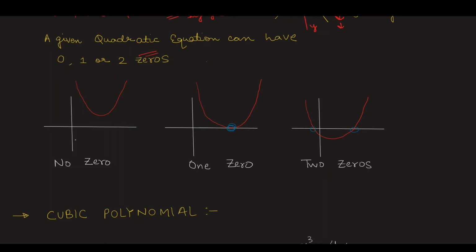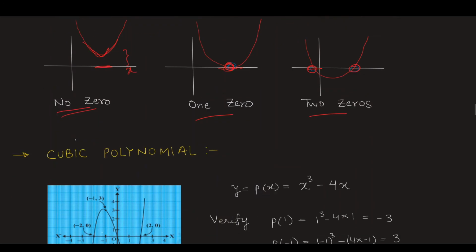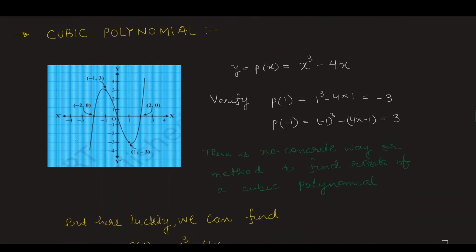Suppose this is the graph of the quadratic polynomial. These are not intersecting, so because this graph is never intersecting the x-axis, this will have no zero. This graph is intersecting the x-axis at exactly 1 point, so 1 zero, and this graph is intersecting the x-axis at 2 points, so it has 2 zeros. Okay, then we move on to cubic polynomial.